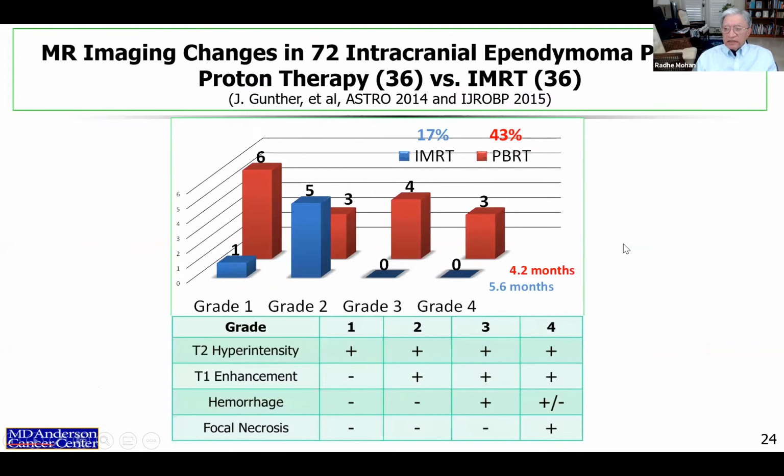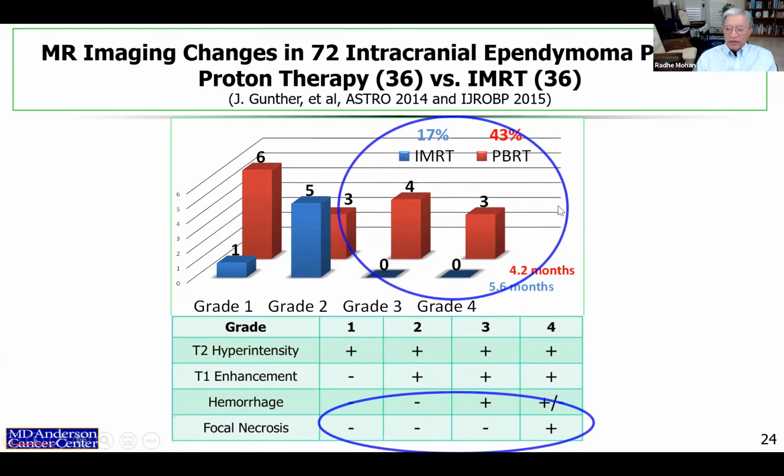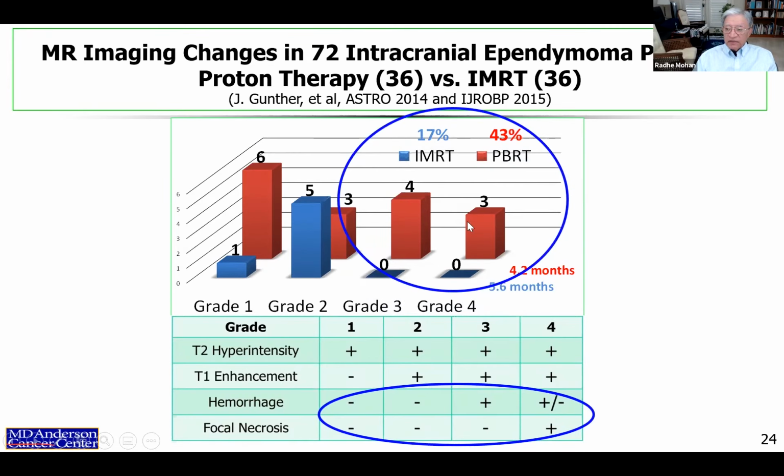What is interesting here is that for IMRT, only 17% of patients had imaging changes on MR, whereas 43% of the patients had them with protons. What is even more important is that 7 of these patients had higher grade image changes, which translates into hemorrhage or focal necrosis, compared to 0 for IMRT. So that raised alarm bells among our practitioners, and they were wondering what's causing it.